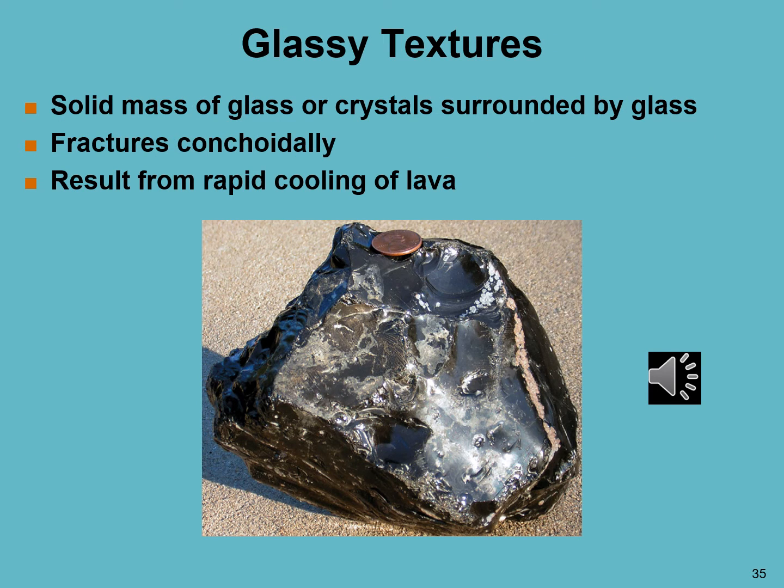Rocks made of a solid mass of glass or of glass surrounding isolated small crystals are glassy igneous rocks. Glassy rocks tend to fracture conchoidally. These rocks must cool extremely fast, for example, in water. The extremely rapid cooling does not allow the minerals to crystallize. This is an obsidian rock. Note the conchoidal fracturing of the rock, especially in the area below and to the right of the penny.